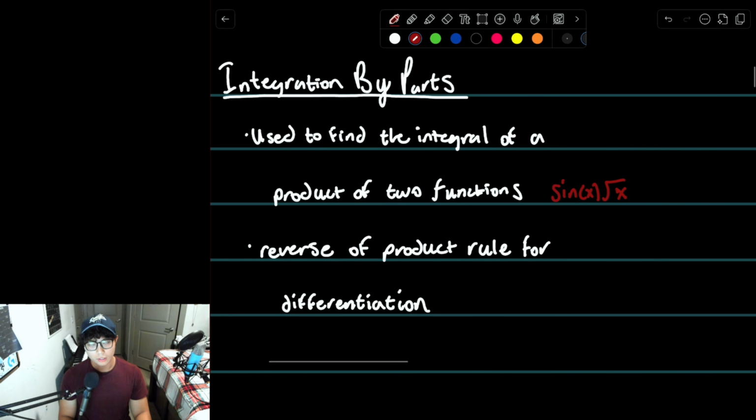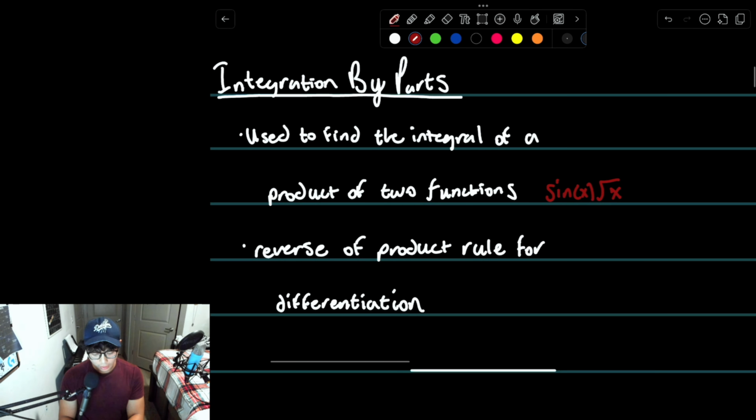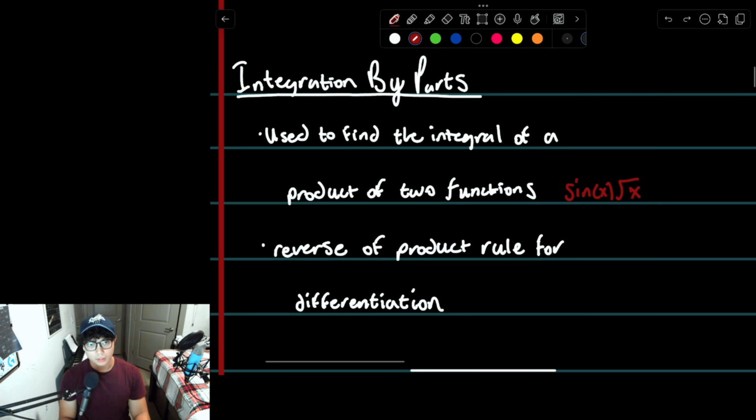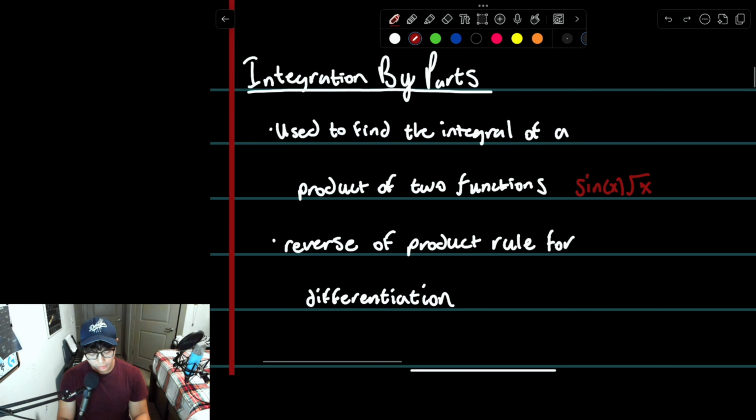And you might be wondering, well, couldn't we use u substitution? If we chose any of these for our u, it would not cancel anything out. So you have to use integration by parts. To think of it, it's also the reverse of the product rule for differentiation, or finding derivatives.